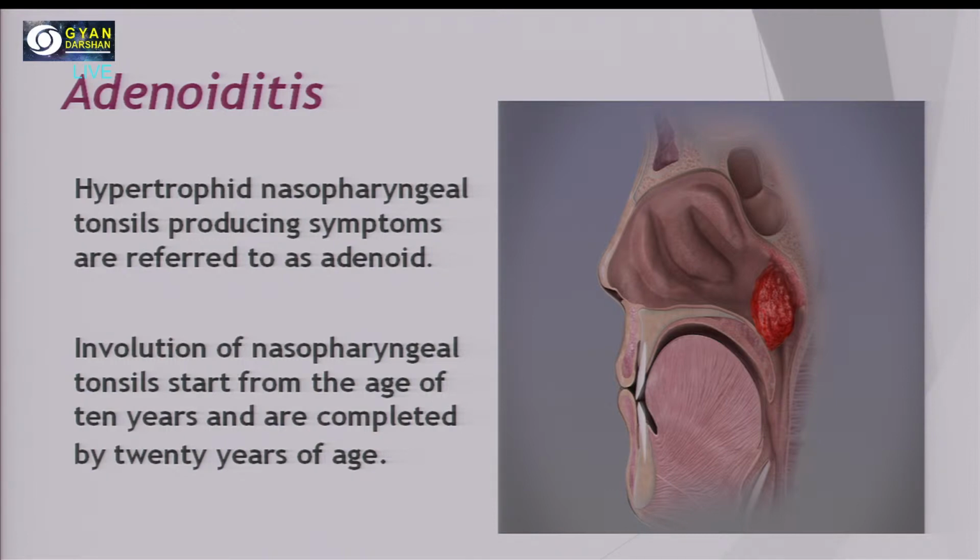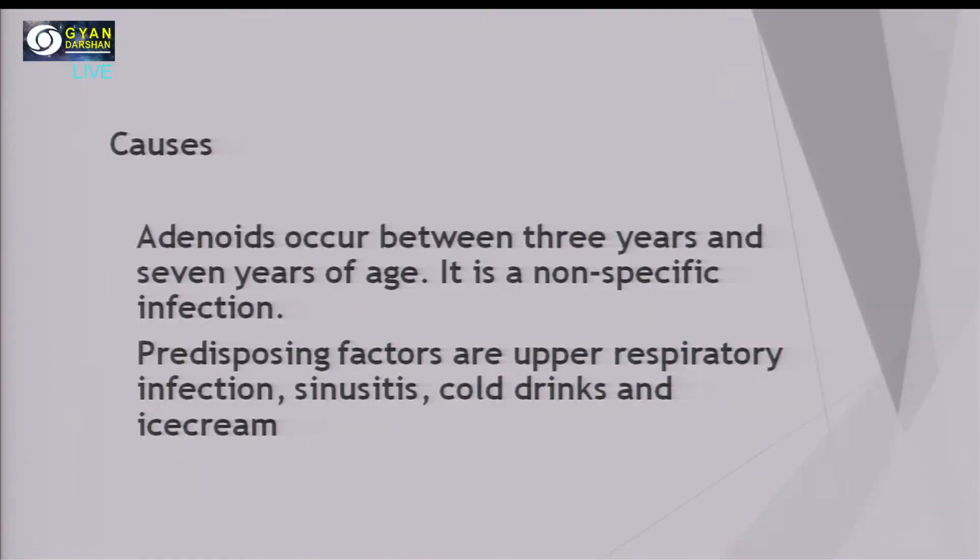Involution of these nasopharyngeal tonsils or adenoids usually starts at the age of 10 years and is completed by 20 years of age. So they are active till 10 years. The most frequent infections mostly occur till the 10 years of the child's life, after which they become small in size and reduced. Adenoid problems usually occur between the ages of 3 and 7 years, and they usually cause non-specific infections. Predisposing factors are upper respiratory infections, sinusitis, cold drinks, and ice creams.